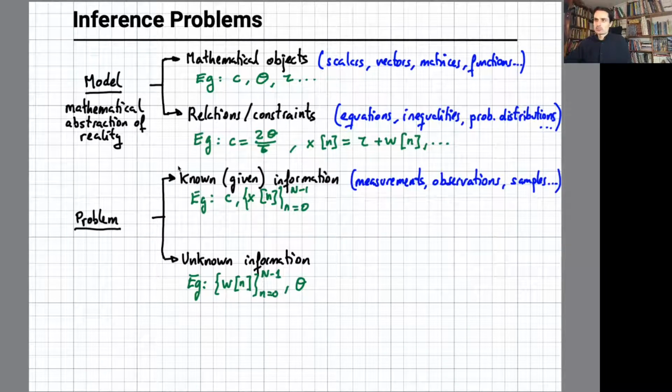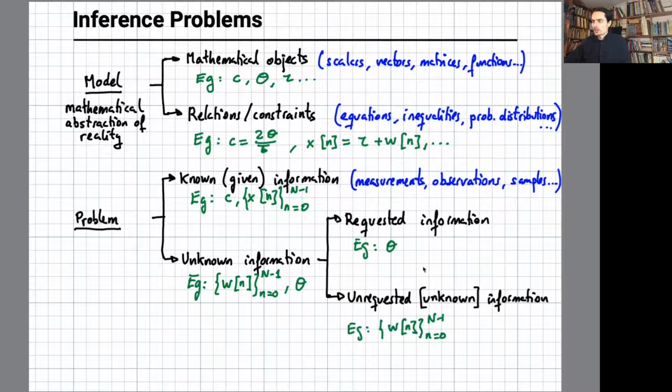After specifying the model, we need to indicate what information is known. In our example, it was the speed of light and the measurements, also known as observations, samples, and so on, even data instances, data vectors, etc. The rest of information is unknown, such as the noise and the distance in our example. Out of this information, we are interested in knowing part of it. In this case, we are requested to estimate the distance. The rest of information is neither known nor are we interested in knowing it. It's just there to disturb us. It just makes the problem more complicated.